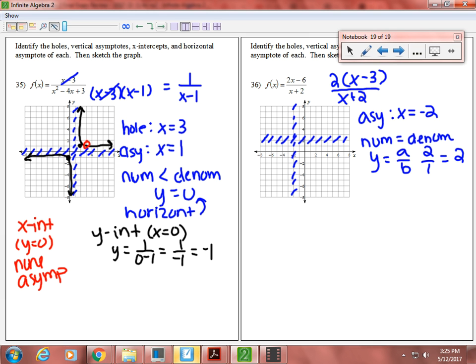I know now that I'm going to be able to find an x- and a y-intercept, so let's get the harder one out of the way. The x-intercept, when y equals 0. Okay.